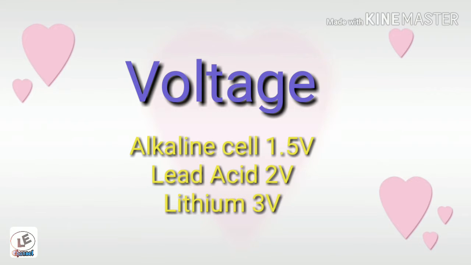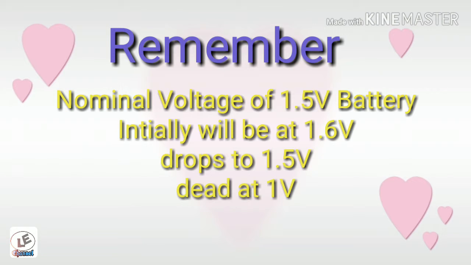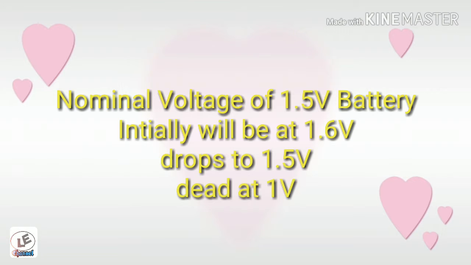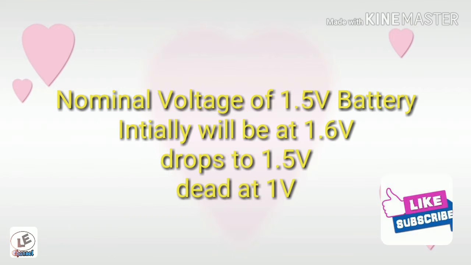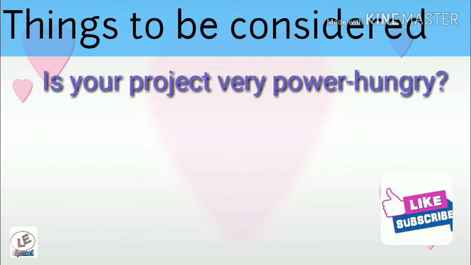You need to know whether the battery is rechargeable or not. For cheaper circuits, you can use non-rechargeable batteries. What is the nominal voltage of a battery? For example, for a 1.5 volt battery, initially it will be around 1.6 volts, and as you use it, it drops to 1.5 volts and falls further, and you can say the battery is dead at 1 volt. While selecting batteries, you can consider these cases.